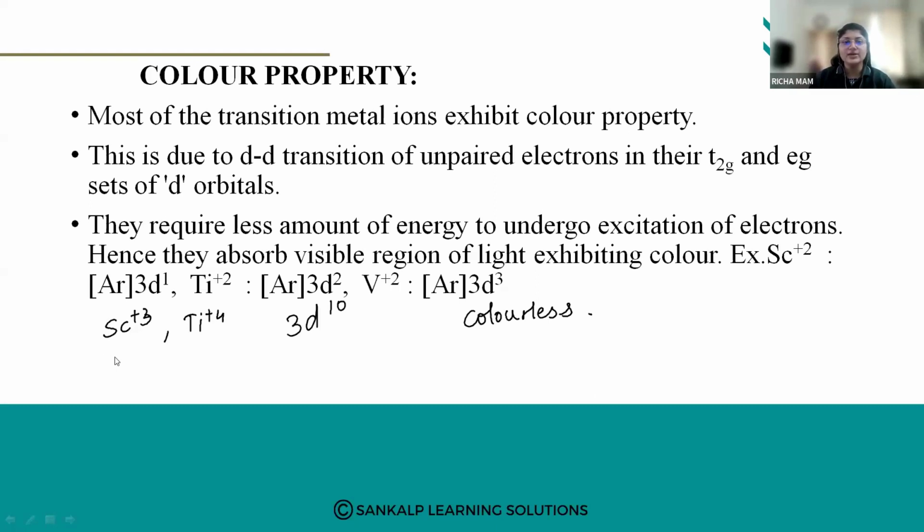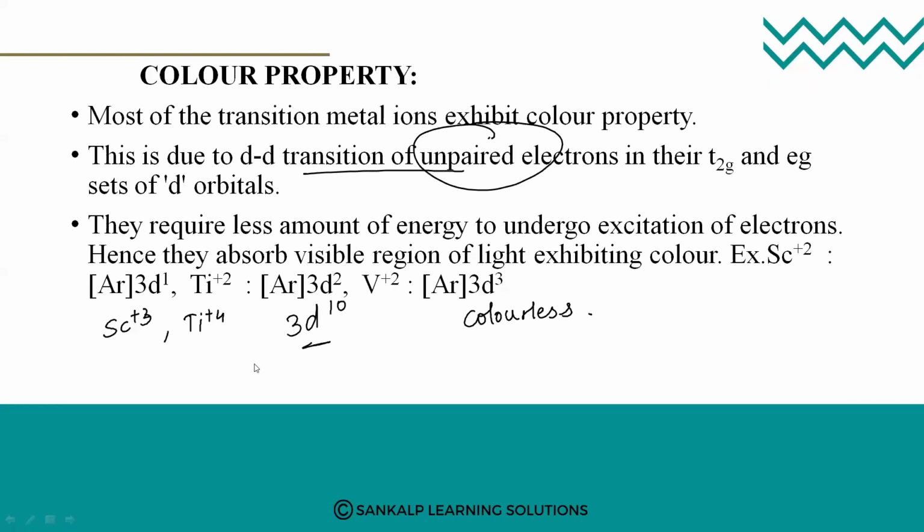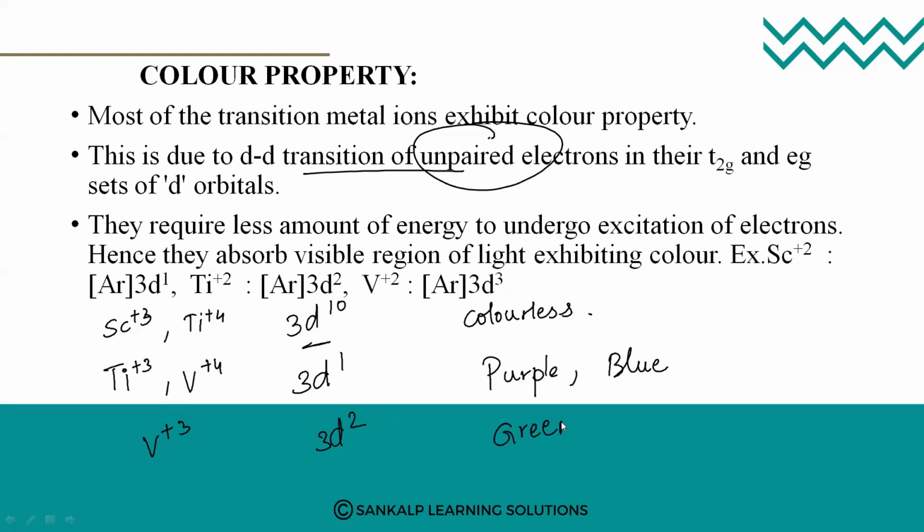If there is an unpaired electron, only then will it undergo d-d transition. If there are 0 electrons or completely filled electrons, then the complex will be colorless. Then titanium +3 and vanadium +4 will have 3d1, and it is purple or shows blue color. Then vanadium +3 shows d2 and the color of the complex will be green.